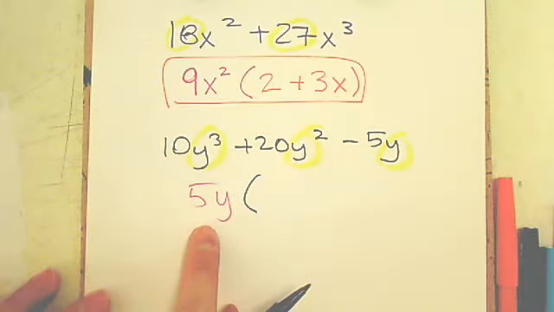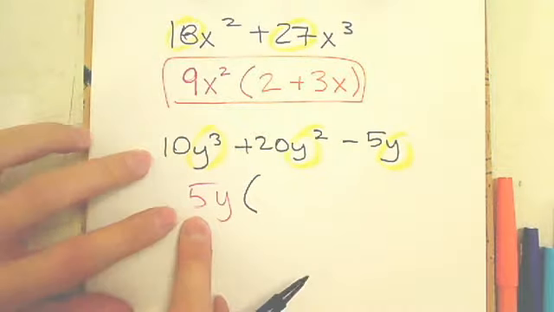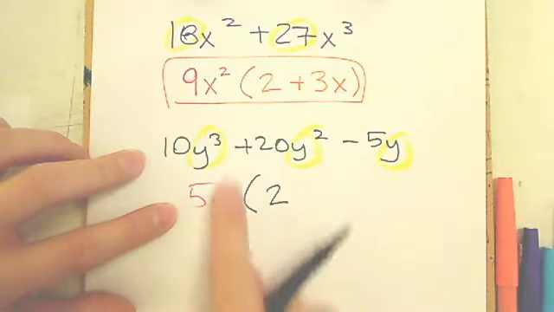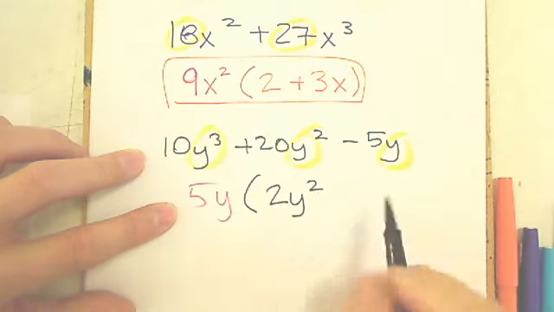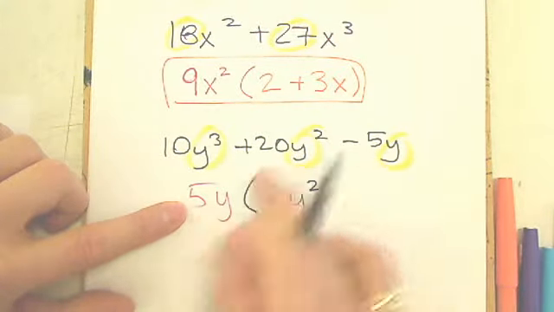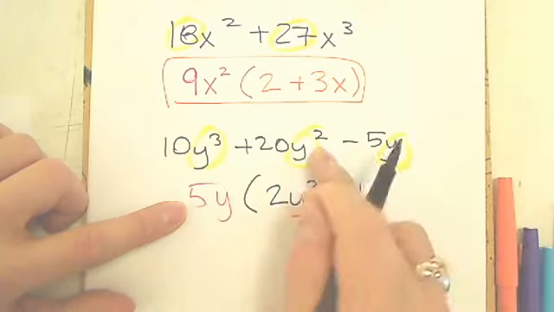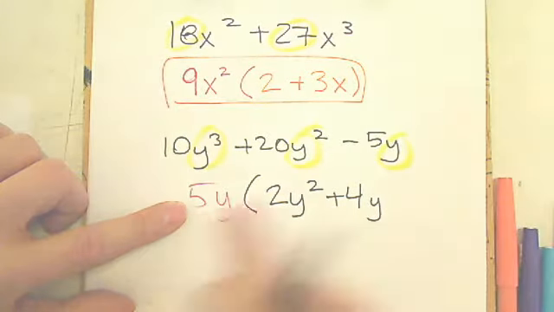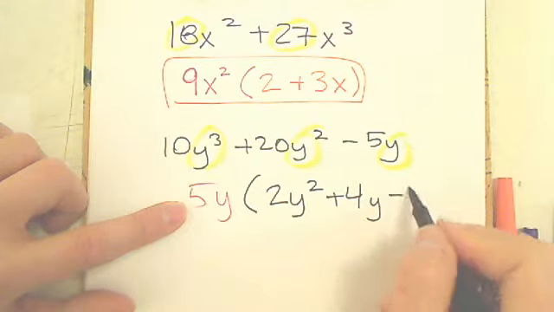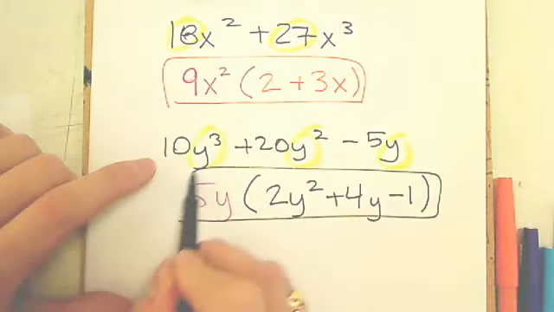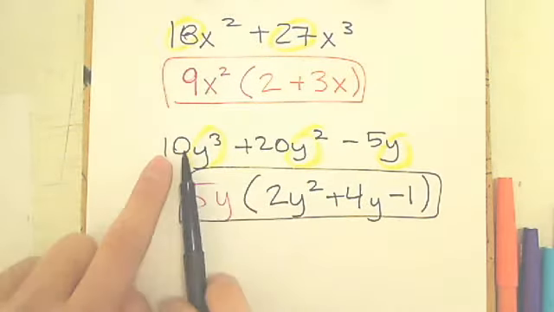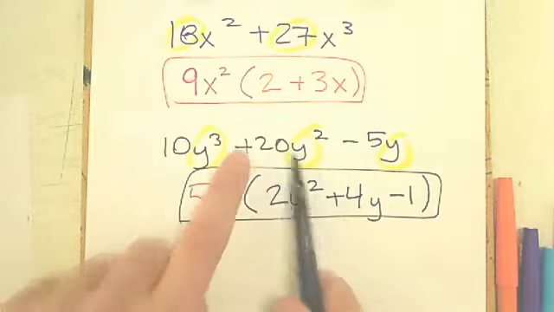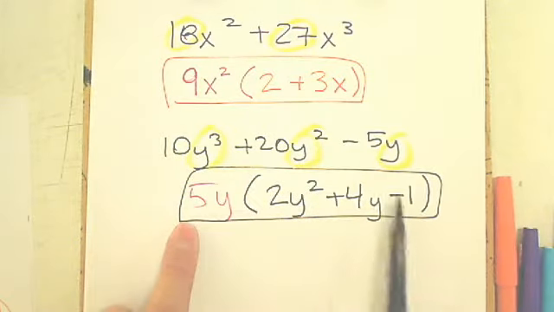This is your GCF. 5 becomes 10 over 2. Y cubed over y is y squared. 20 over 5 is 4. Y squared over y is y. And then this one, negative 1. I check it really fast. 10y cubed, 20y squared, negative 5y.